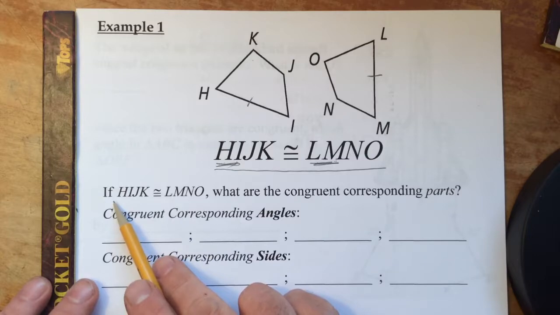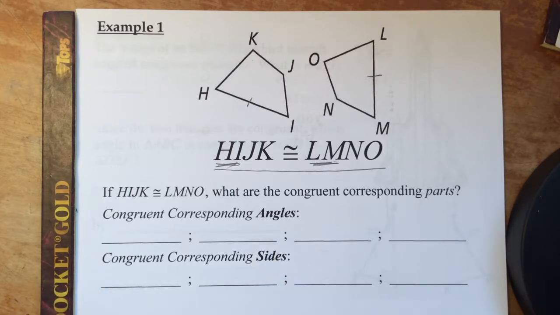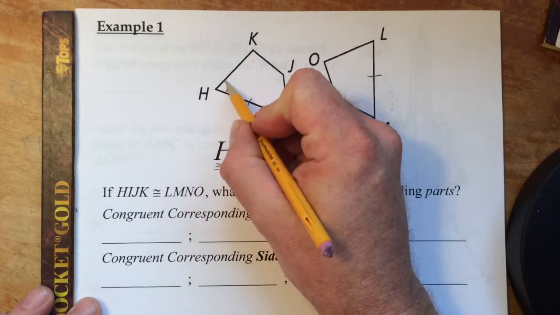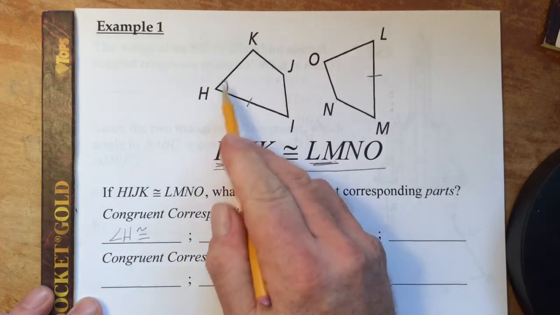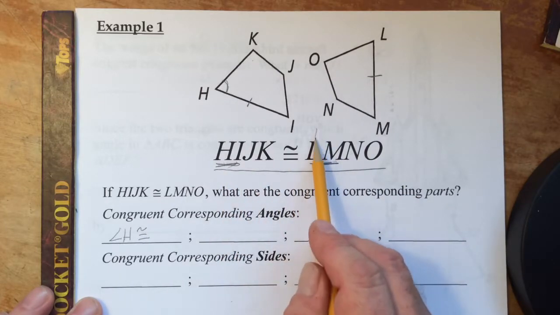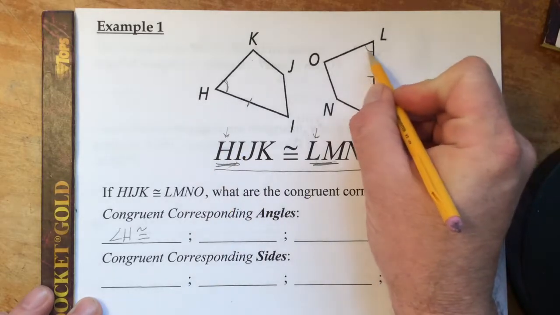So this is what they're asking us to do. If HIJK is congruent to LMNO, these quadrilaterals, what are the congruent corresponding parts? Remember, the parts of two polygons are either angles or sides. So starting with the congruent corresponding angles, we'll start with angle H. Angle H is congruent to its corresponding angle over in this other figure, and we know it's L because L comes first in the statement. So we come over to L and mark it with one arc.